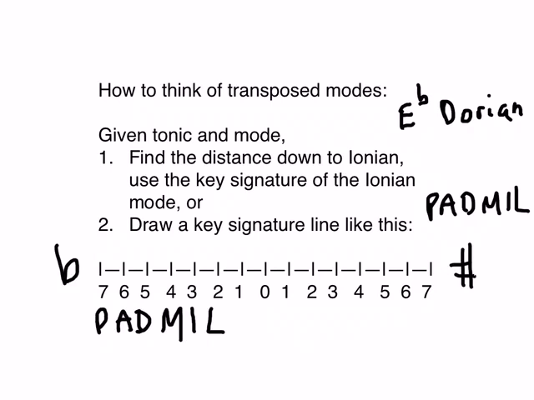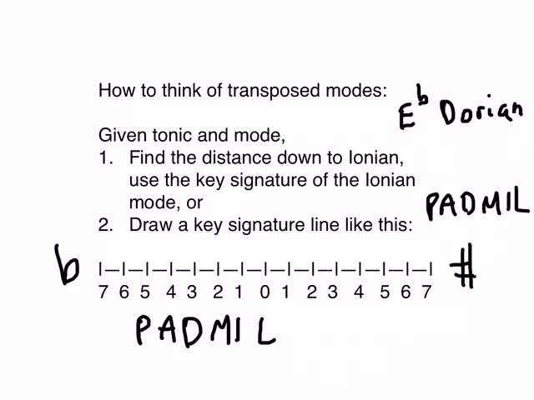Let's try another example. Okay, imagine if we wanted to find F Phrygian. So if I could find F major, let me put the I there, 1 flat. Let me fill in the rest of the word. And I look for the P for Phrygian. This tells me that F Phrygian has 5 flats.